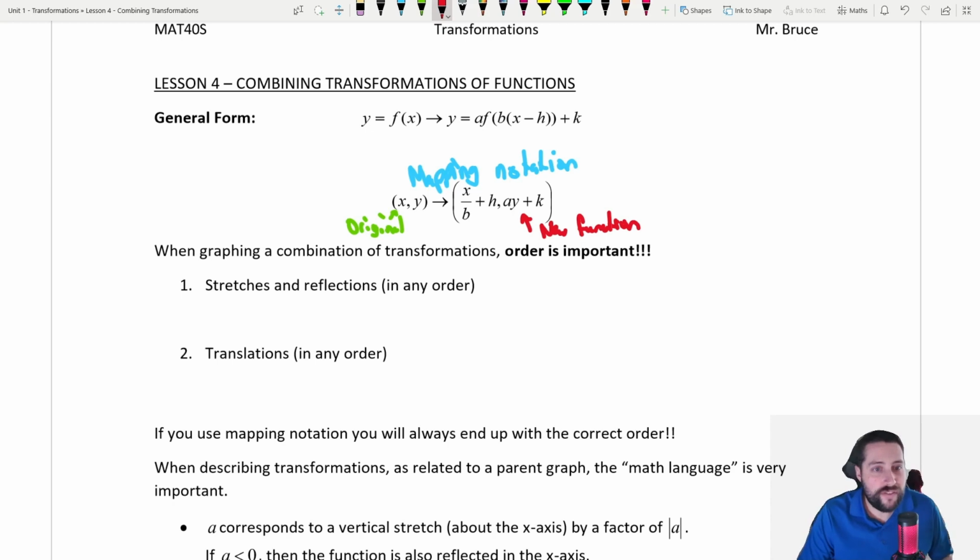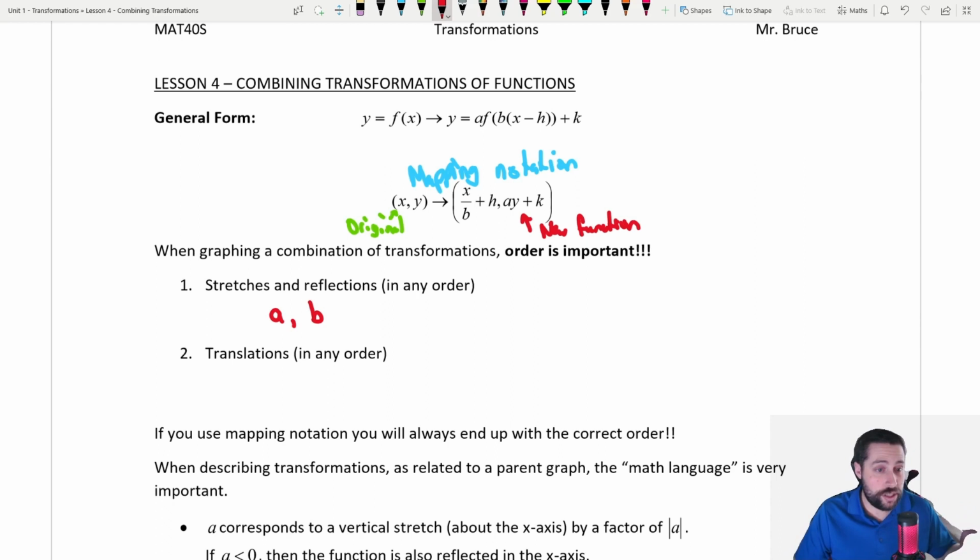When graphing a combination of transformations, order is important. So the very first thing you should do is do your stretches and reflections. Best part about them is you can do them in any order. So that's the A and B values. So you can do A and B in any order you want.